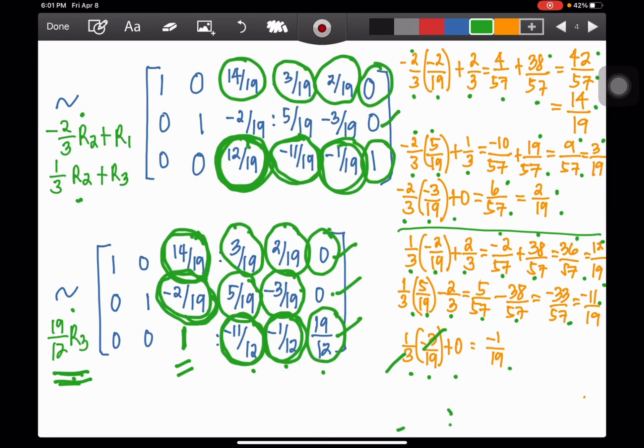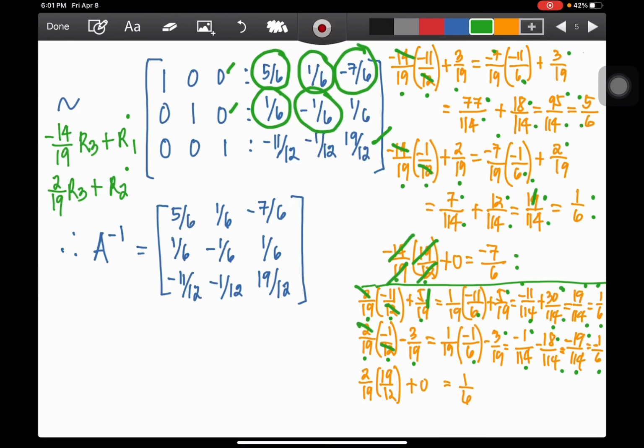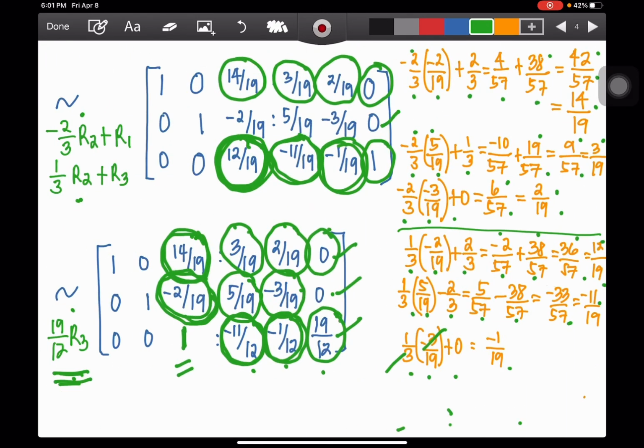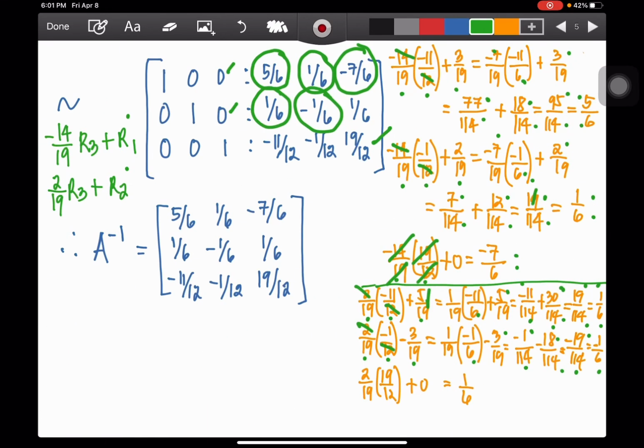Then the last for this row, that's positive 2 over 19 multiplied by 19 over 12 plus 0. That's cancelled. So you have 1 over 6. All right.